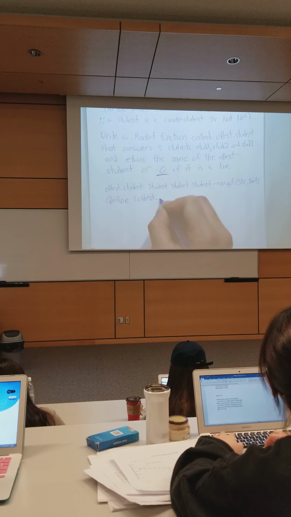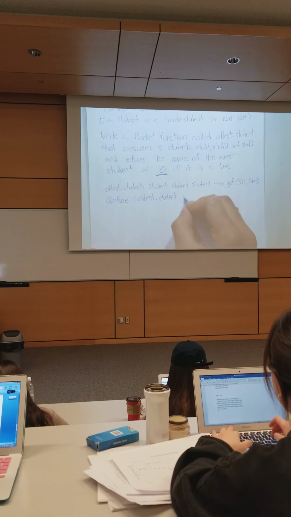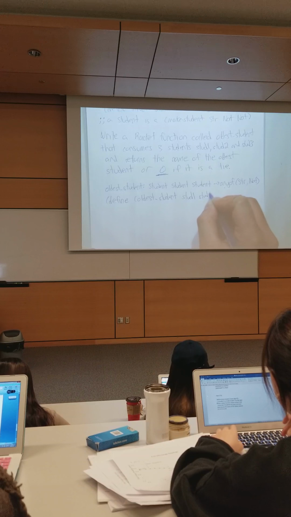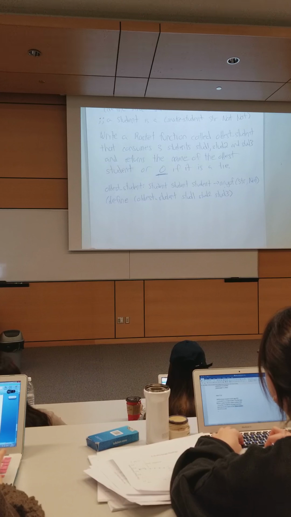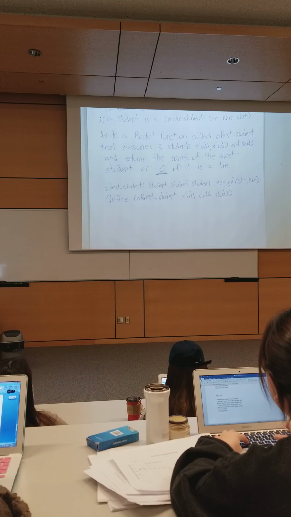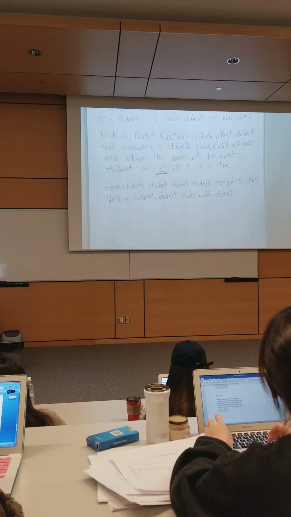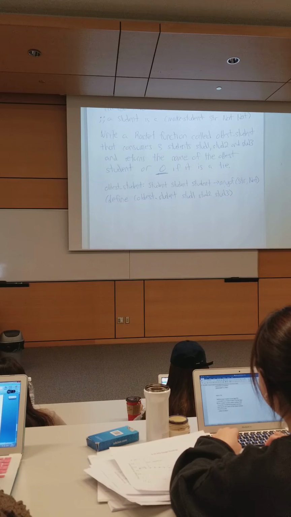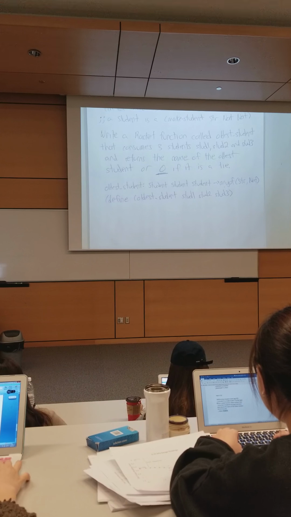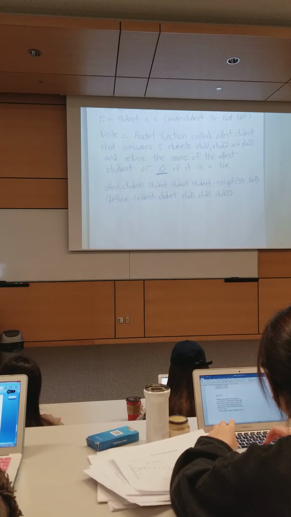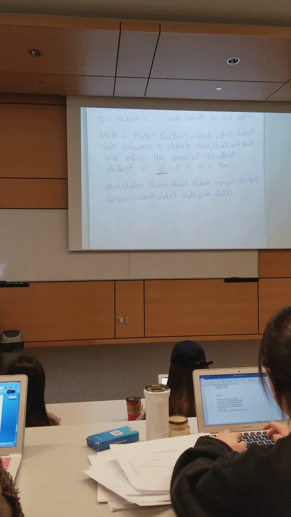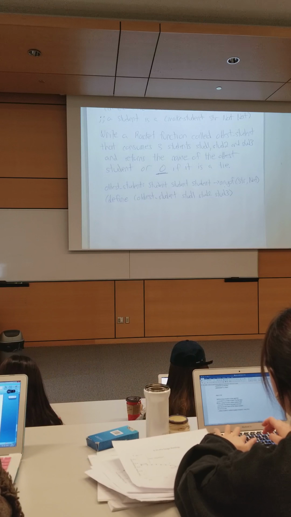Define oldest student, and it takes in stud 1, stud 2, stud 3. Okay? So what are we going to do here? Well, notice how for this question, there's going to be 4 possible things produced. There's going to be either student 1's name, student 2's name, student 3's name, or 0. These are the only 4 possible things that can be produced.